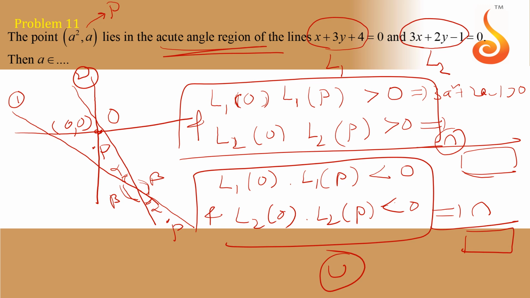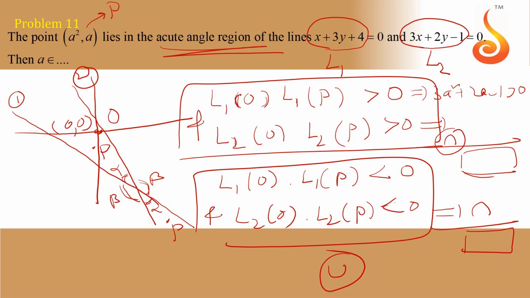See, I am avoiding solving because solving is simple work which you can do. My main aim is to tell the approach, how to solve the problem. So this is a way how to solve if any point is in the acute angle or obtuse angle region, what they are giving. So with respect to origin, let us try. You will get the common region for which A satisfies.